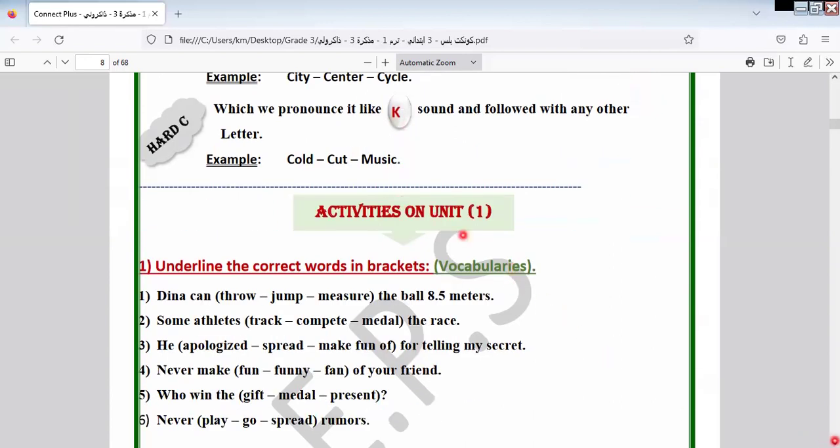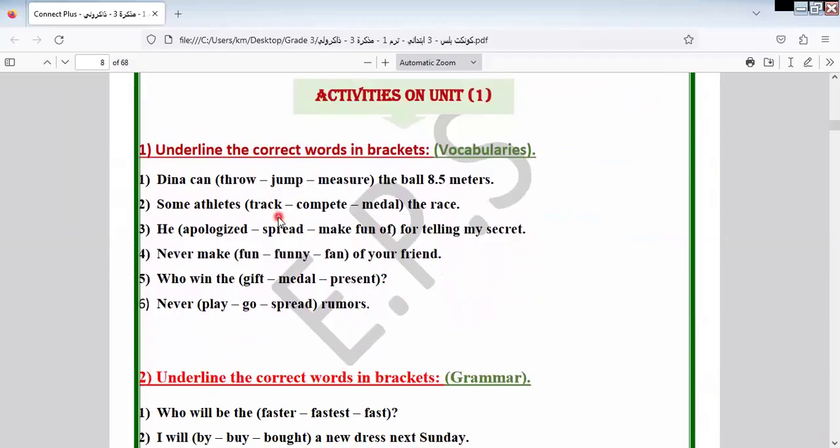Let's answer the activity related to Unit 1. Dina can throw the ball 8.5 meters. Can do what for the ball? Here the ball. So can jump, wrong. Can measure, wrong. It will be can throw the ball.